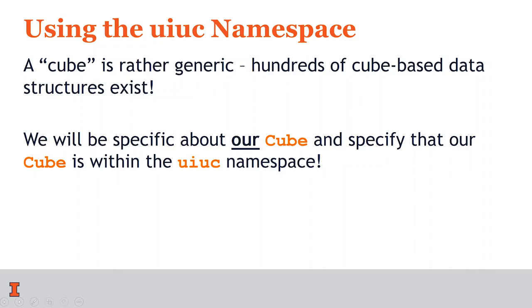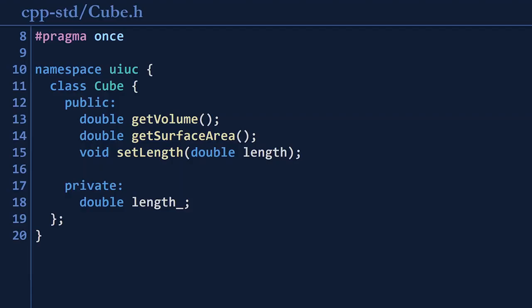As I mentioned, we put the cube into our UIUC namespace. This UIUC namespace is added to the cube class in the .h file by simply surrounding everything with the words namespace UIUC and curly braces. So you see this on line 10 and then closed on line 20. So between line 10 and 20, we have encapsulated the cube into the UIUC namespace. That's all we need to do.